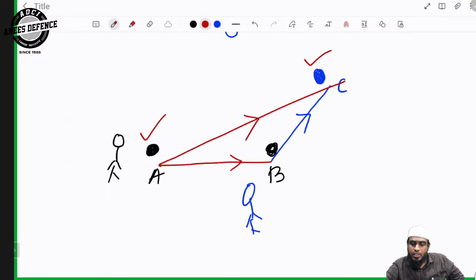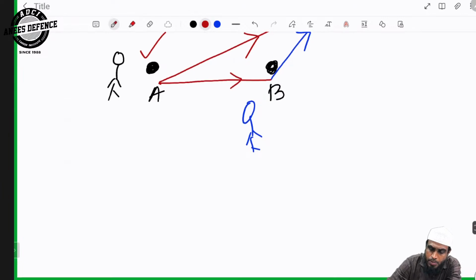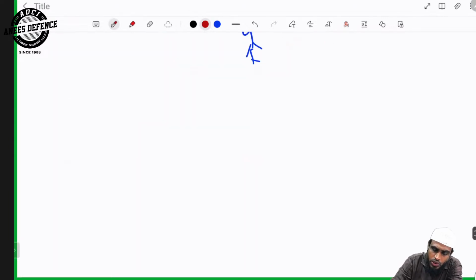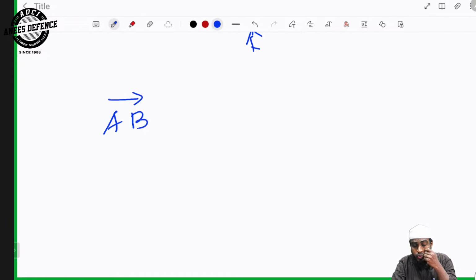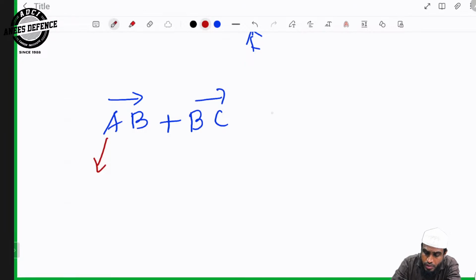AC is represented as the resulting vector. So here AC can be represented as AB plus BC. Here you can see we are starting from A, then temporarily we stopped at B. From that point itself you have to start again, then B to C. So here A is the initial point, C is the final terminal point.